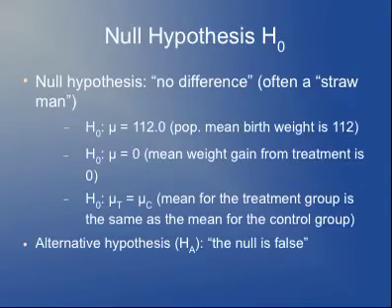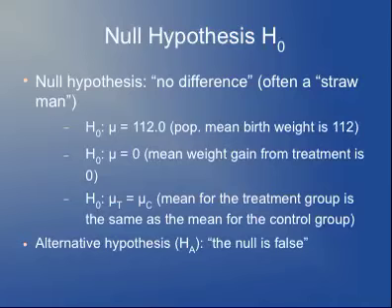So the null hypothesis is that there's no difference between the population mean and the value that we're testing. It's often a straw man that we want to knock down. We want to refute our null hypothesis. So here are some examples of different null hypotheses that you can hypothesize, I guess.